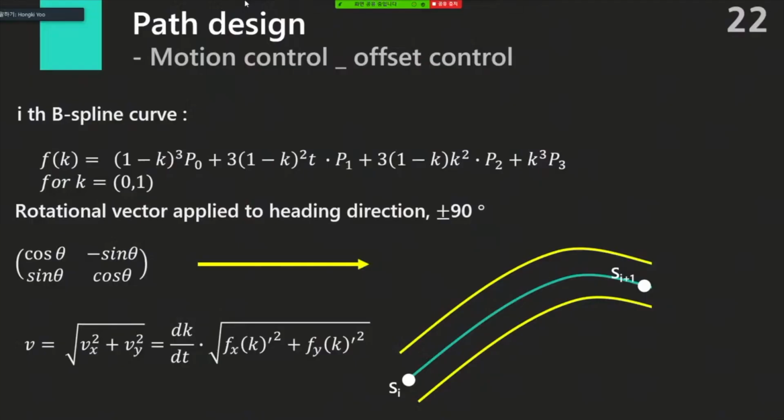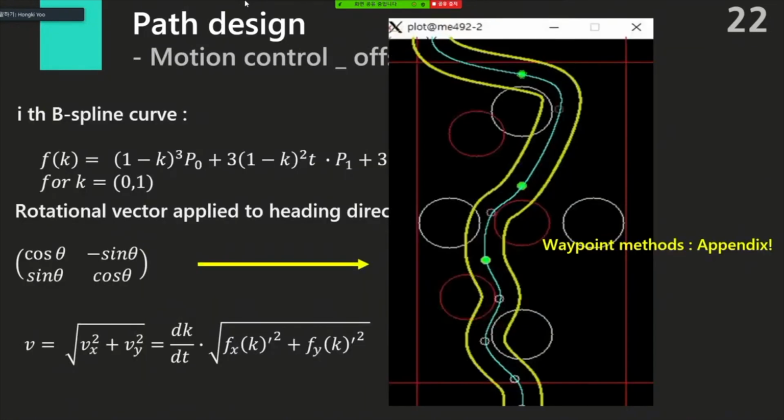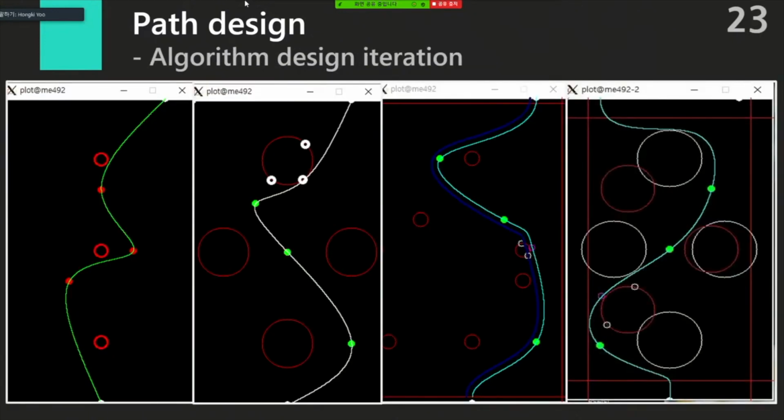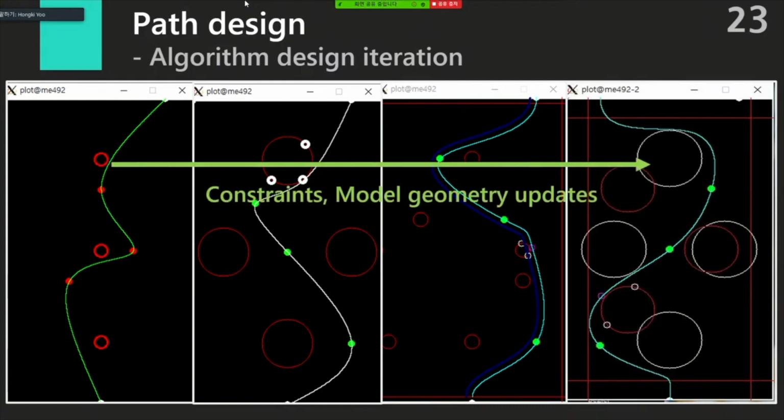After differentiating this, we could get the velocity of the wheels respectively, and then apply them to do very precise control. This is the path, and the way of making waypoints is in the appendix. So this is how we designed the algorithm with iteration. We changed every model, added some constraints, and updated model geometries, and got the desired path, collecting all three balls over here. So most of them, the green dots depict the blue balls right now.